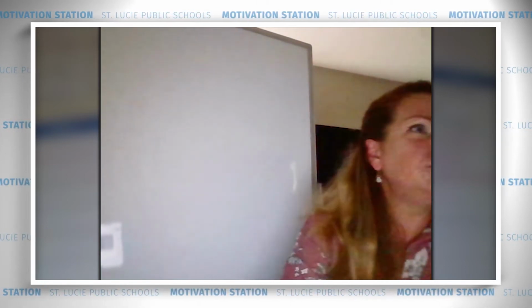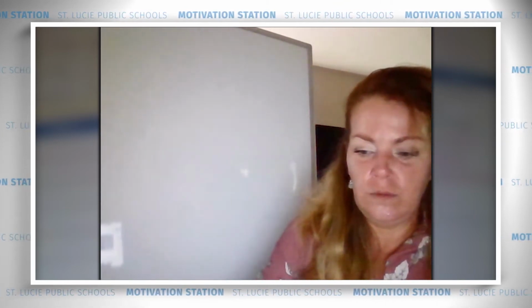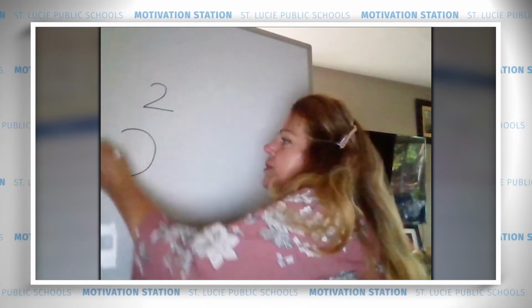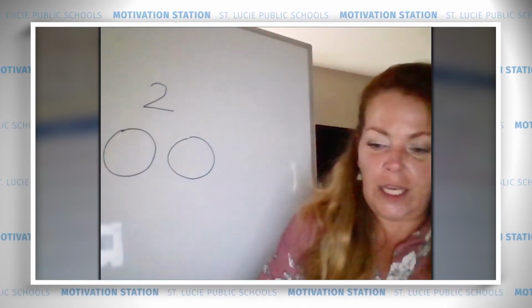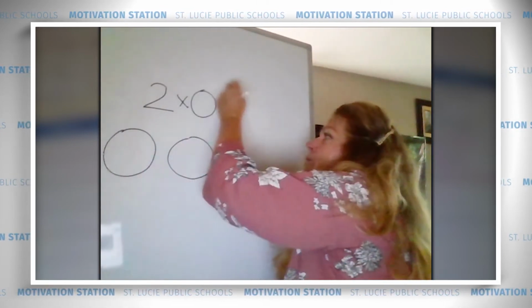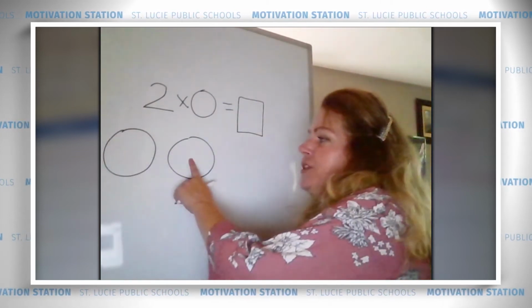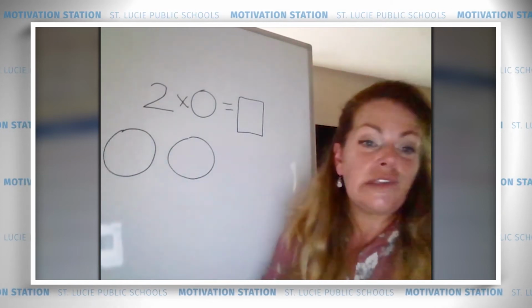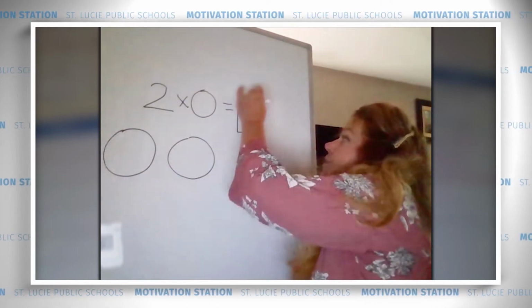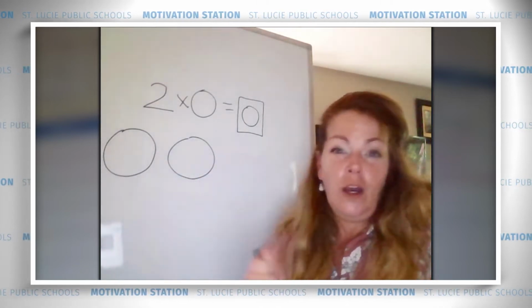If I rolled a 2, two groups, and then let's say I roll 0. 2 times 0 equals some unknown product at this point. I have 2 groups with nothing in them, with no stars. How many stars do I have? None. I have 0 stars. Okay, I have 2 groups, but I have no stars in them. And remember, that's what we're counting up, are the stars.